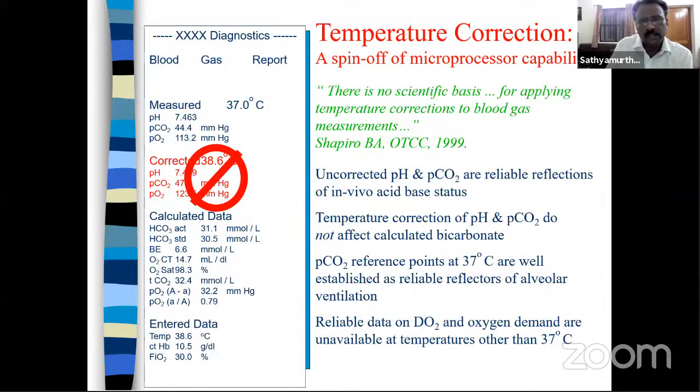Now, regarding temperature correction, in day-to-day practice, what they say is you don't have to really look at these values, unless you're working in a cardiac unit where you cool the patients to very low temperatures. Otherwise, this corrected value does not have much value to it. So let us take it off the report.